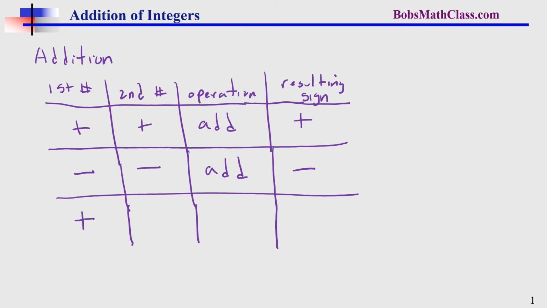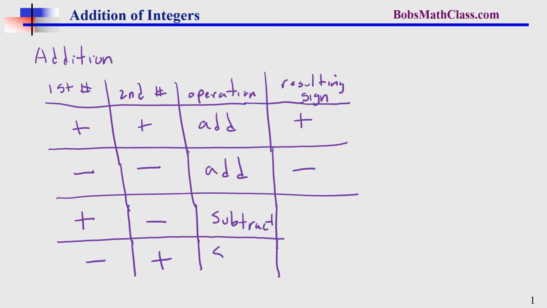All right, now what if we have different signs? Well, what if we have a positive and a negative, or a negative and a positive? Well, in both these cases, what we're going to do is subtract the two numbers. And what's our sign going to be? We're going to keep the sign of the larger number. Technically, it's a larger absolute value, but I think we'll be okay if we just say the larger number.